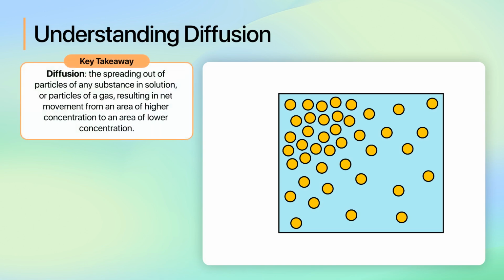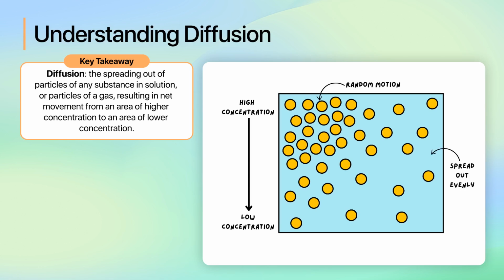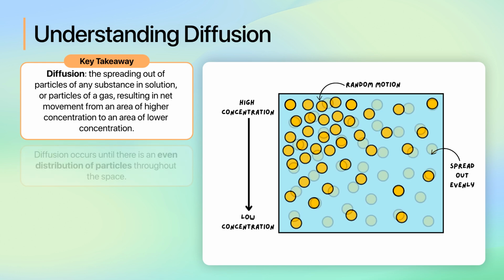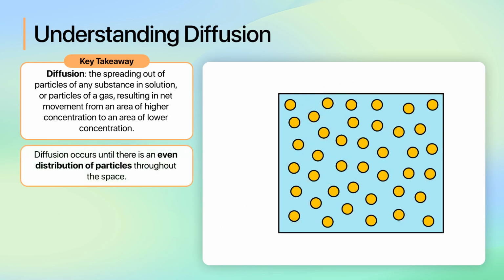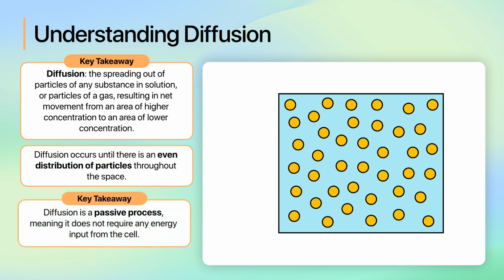The definition of diffusion is the spreading out of particles of any substance in solution, or particles of a gas, resulting in net movement from an area of higher concentration to an area of lower concentration. This happens because particles are in constant random motion, which means that they tend to spread out evenly randomly in a given space. When we say diffusion, we refer to this spreading out process, which occurs until there is an even distribution of particles throughout the space. A key point to remember is that diffusion is a passive process, meaning it does not require any energy input from the cell.